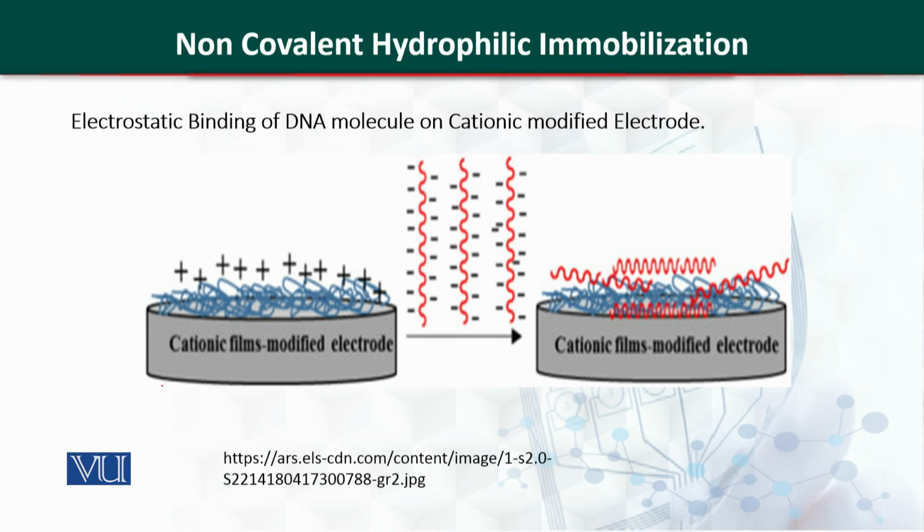There is a modified electrode, and the surface of the electrode is positively charged. This is the DNA molecule which we are going to use as a probe, and it is negatively charged. This negatively charged DNA can be immobilized on the surface of the modified electrode, and on top of it we will still have the negatively charged phosphate groups which can react with our bioreceptor element.